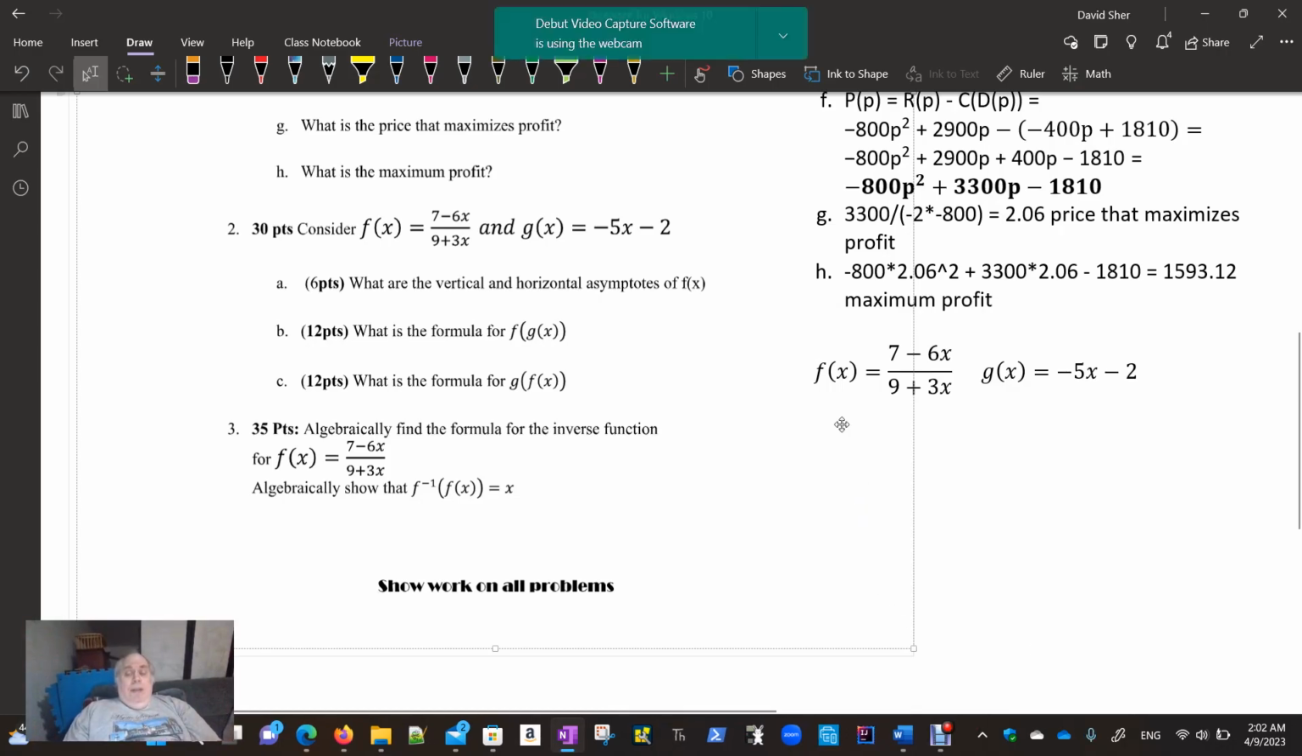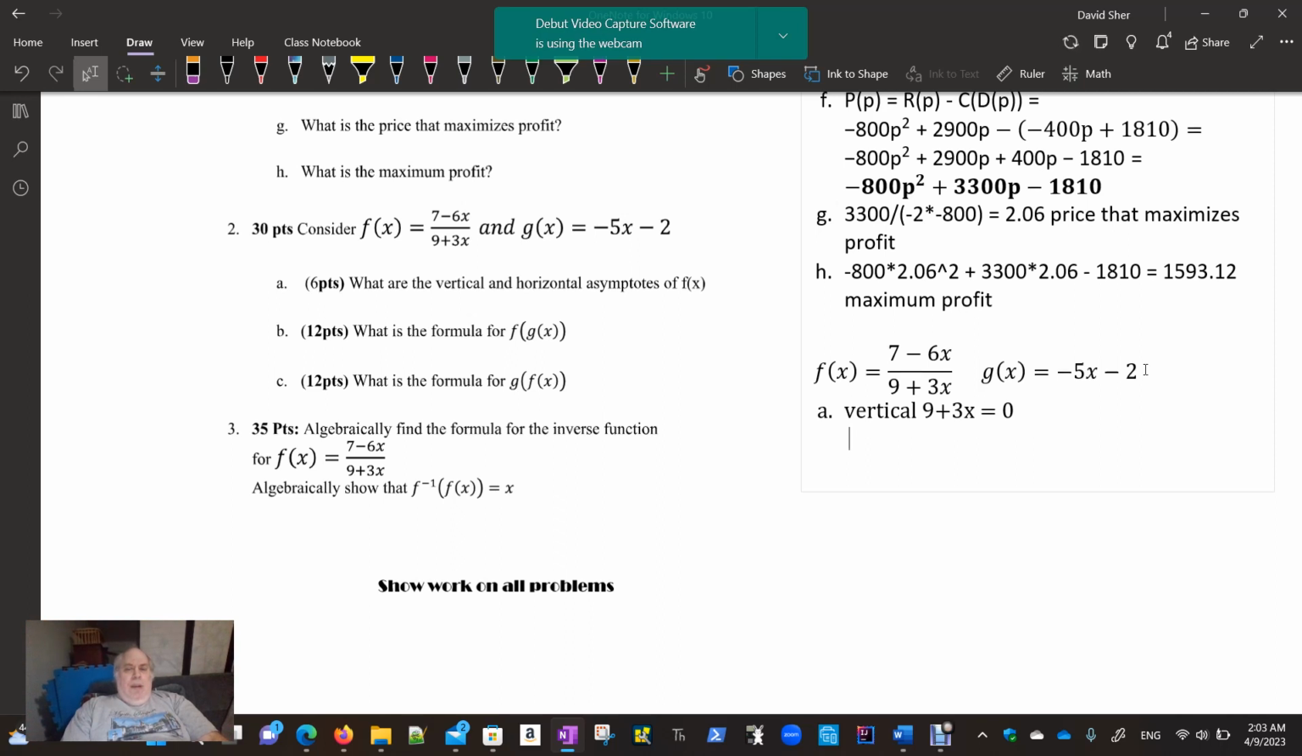Okay, guys, now it's time to do problem 2. The first part, part A of problem 2, is going to be: find the vertical and horizontal asymptote. So the vertical asymptote is going to be solved by setting the denominator, 9 plus 3x, equal to 0.